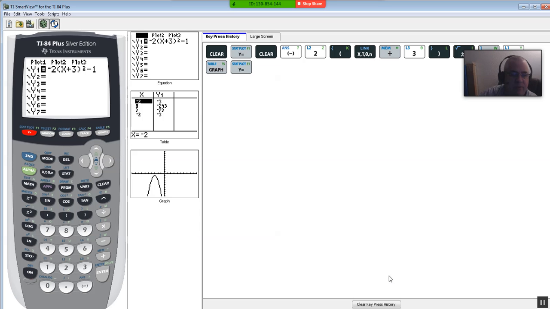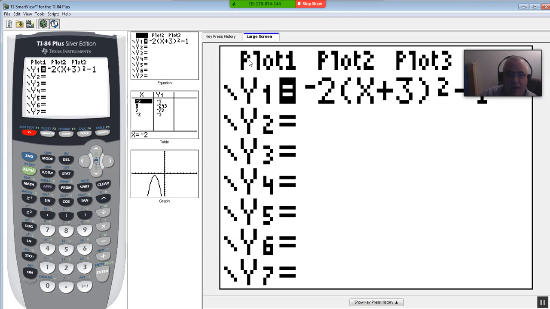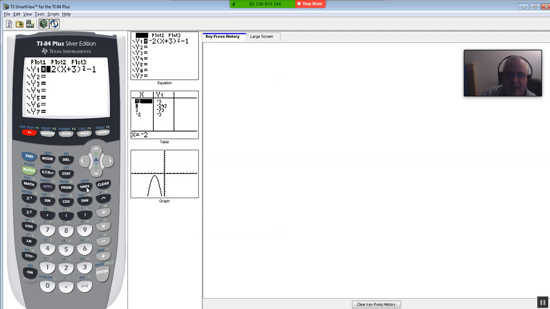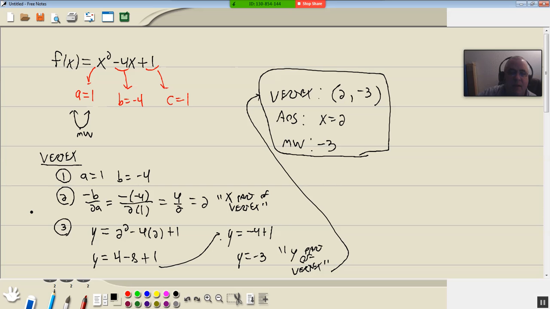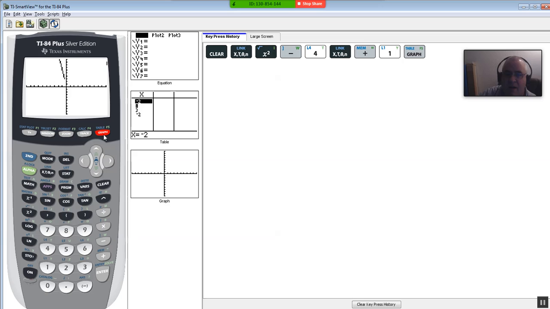So if I go to y equals, and put the keys back, I guess. Clear. X squared, so x key and then x squared, minus 4x plus 1, and then graph. And that would be our graph.